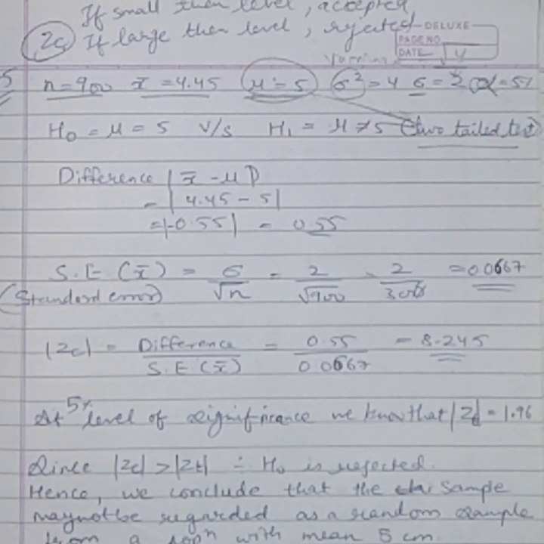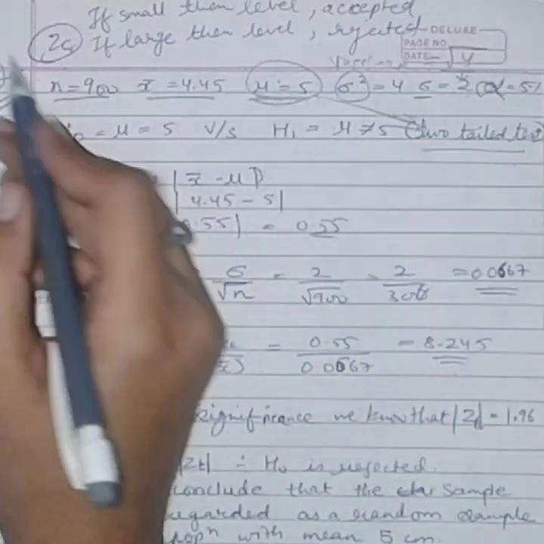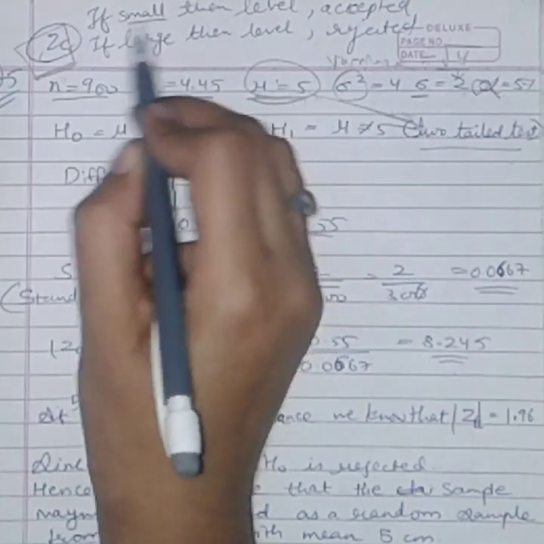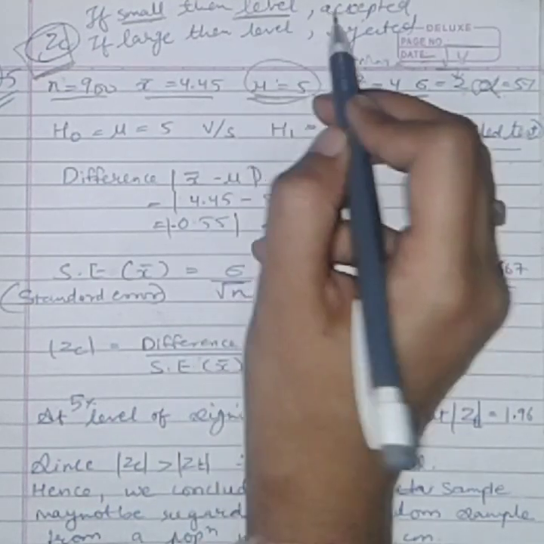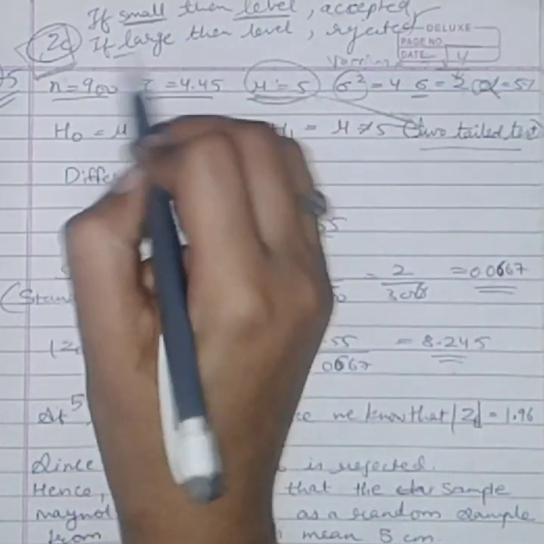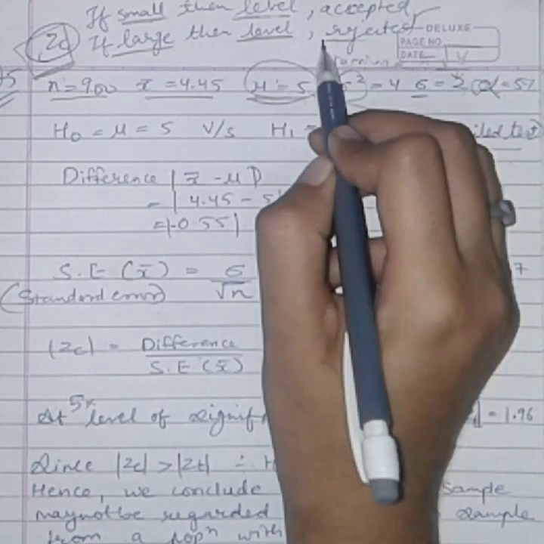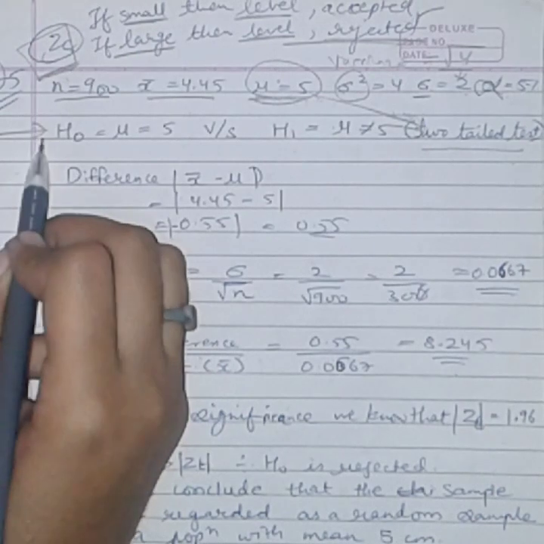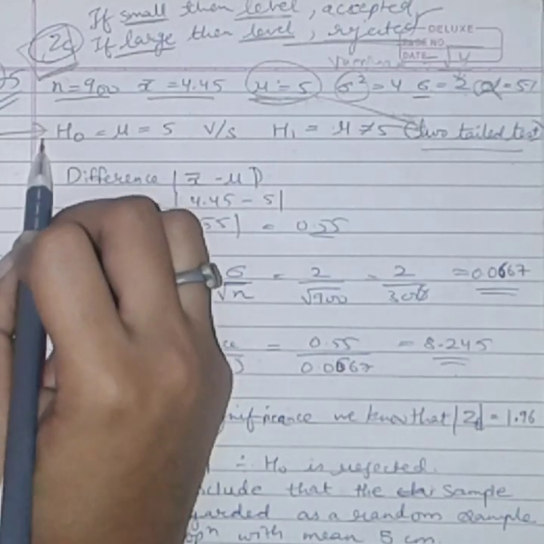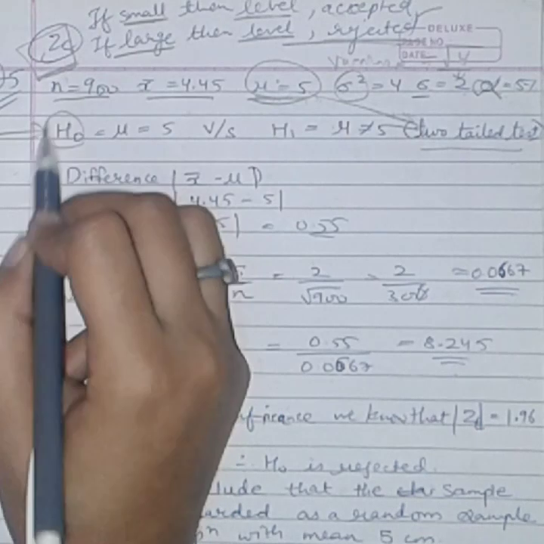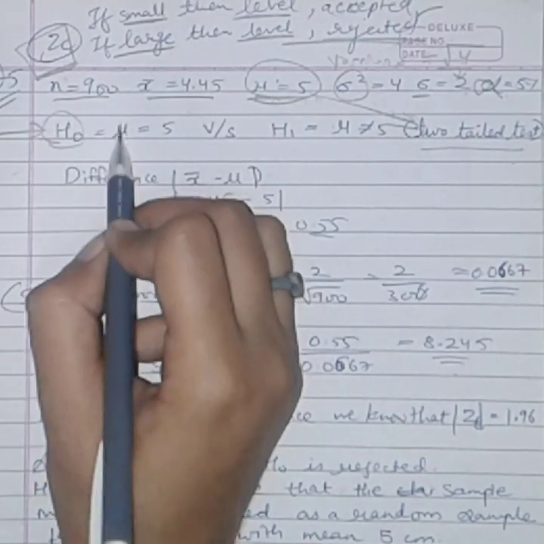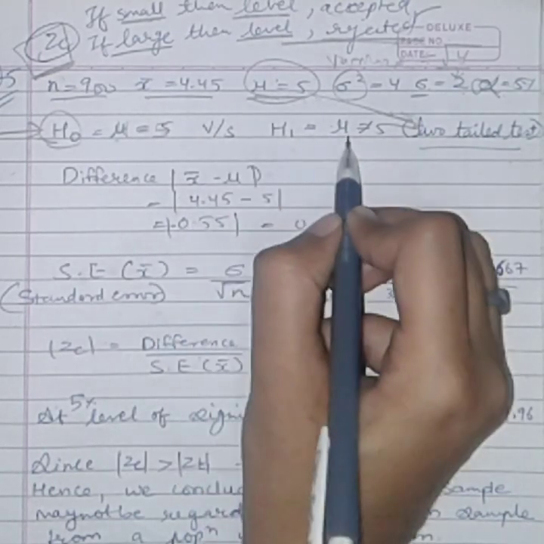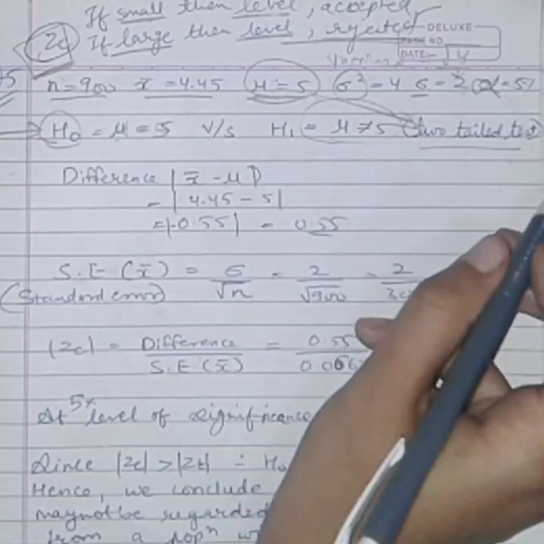Now, as per the formulas, first of all we have to understand the answer. The calculated Z, ZC, if it is smaller than the critical value at the level of significance, then H0 is accepted. And if it is larger than the critical value, it is rejected. Now according to the steps, first of all we have to consider what is H0 and what is H1. H0, the null hypothesis, is that mu is 5, versus H1, which says that mu is not equal to 5.